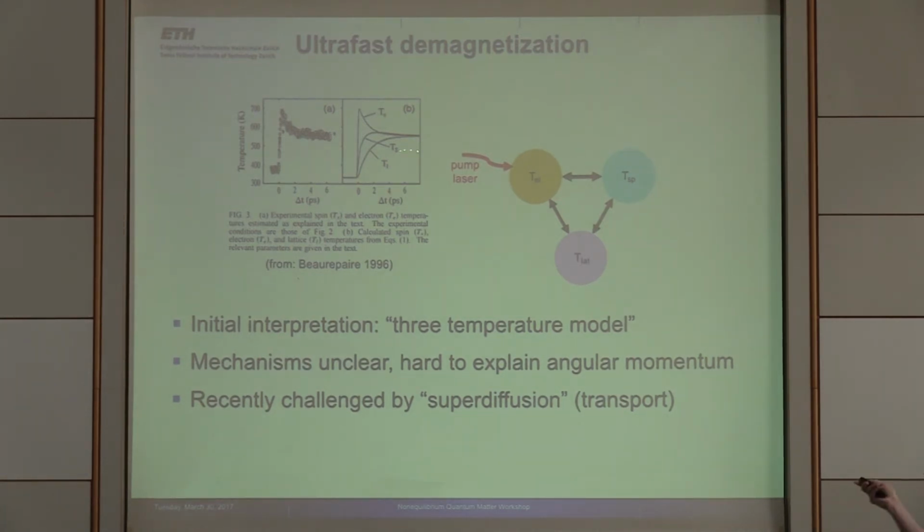And even this model, on this phenomenological level, has been challenged somewhat in the last 5-10 years by the idea of superdiffusion. This basically says that a lot of the demagnetization that's actually seen in the experiment is not a local phenomenon, but is due to differential transport of different spin directions in the system, that the majority carriers have different transport properties than the minority carriers. And so you get a faster depletion of the majority spin carriers in the system.